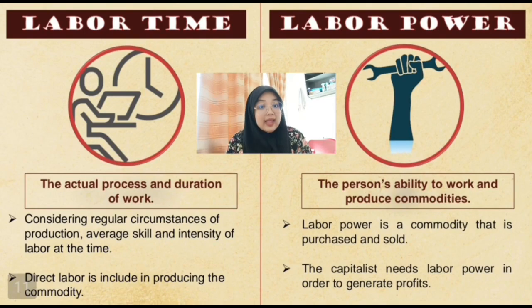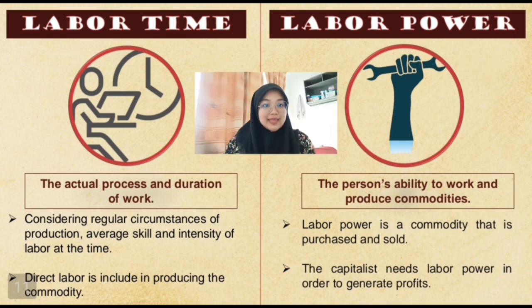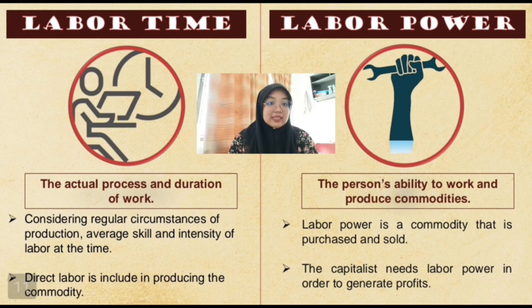Moving on to the next slide, let us differentiate between labor power and labor time. Labor power refers to the person's ability to work and produce commodities. As I mentioned before, labor power is a commodity that can be purchased and sold in the market. It is what the capitalist needs to make profit. As for labor time, it refers to the actual process and duration of work. Labor time considers regular circumstances of production, average skill, and intensity of labor at the time. Direct labor is included in producing the commodity.